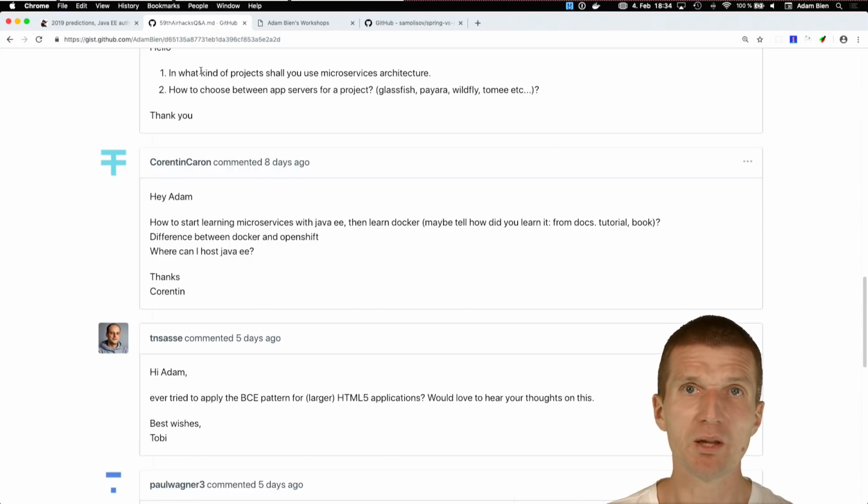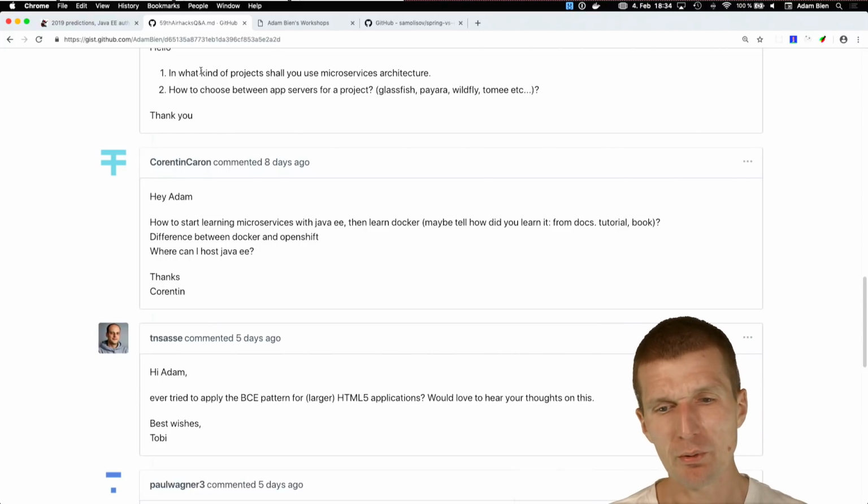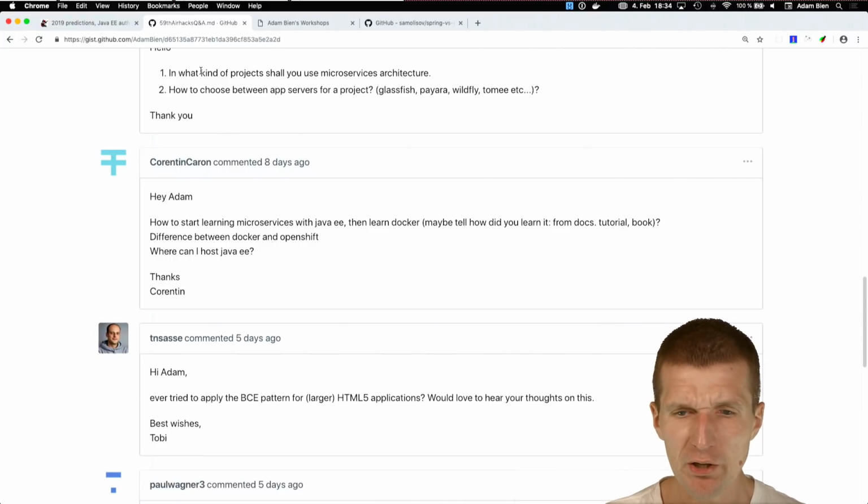I mean, this would be the best, because everything is deployed at once, and yeah, it's done. How to choose between app servers for a project? So I use actually all of them.